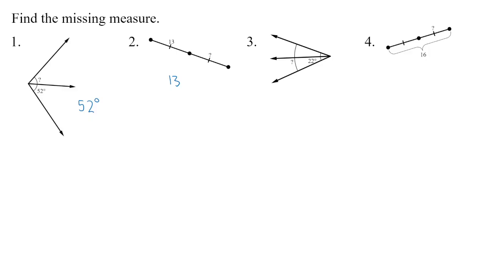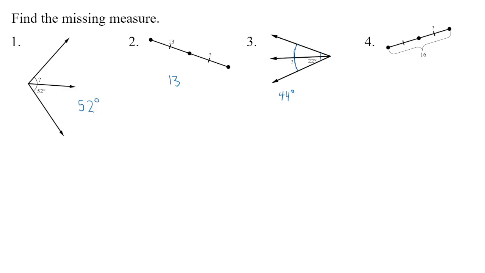Number 3, so we have a ray that bisects an angle. And as you can see, these 2 arcs right here indicate that these 2 angles are congruent. This one represents the whole angle, but we know one part of it is 22. And by the angle bisector theorem, that whole angle is twice 22. Therefore, the measure of the whole angle is 44 degrees. That's 2 times 22.